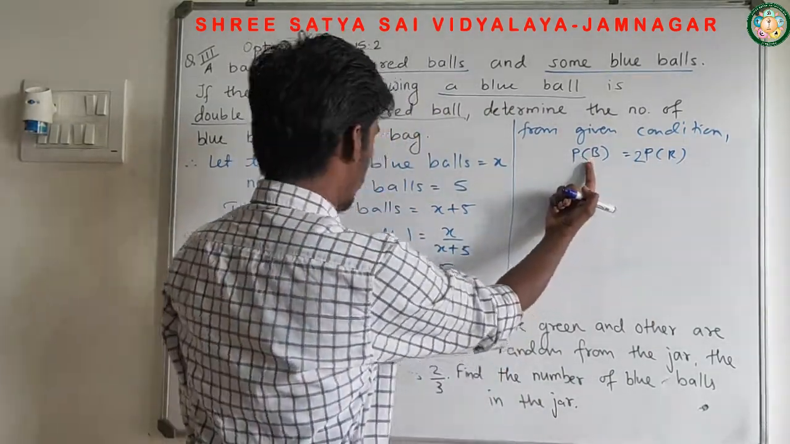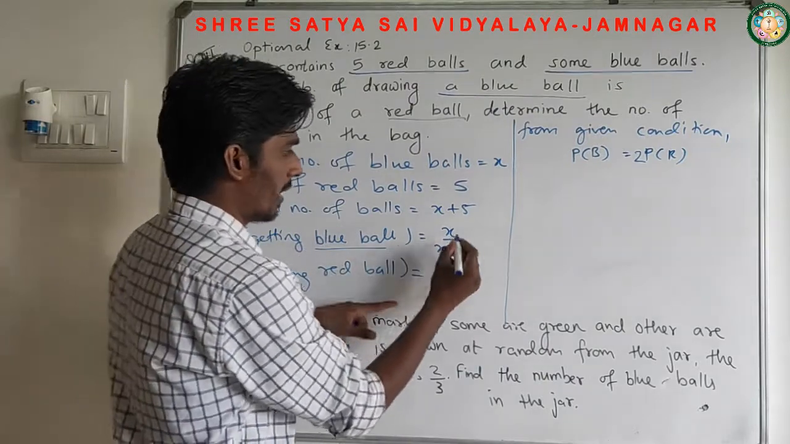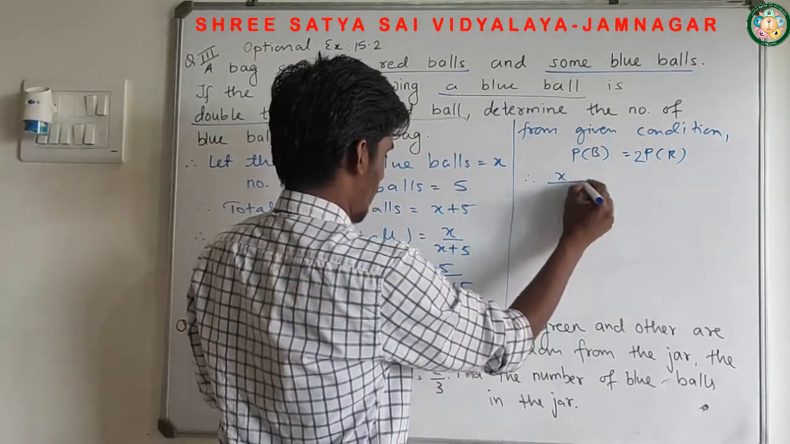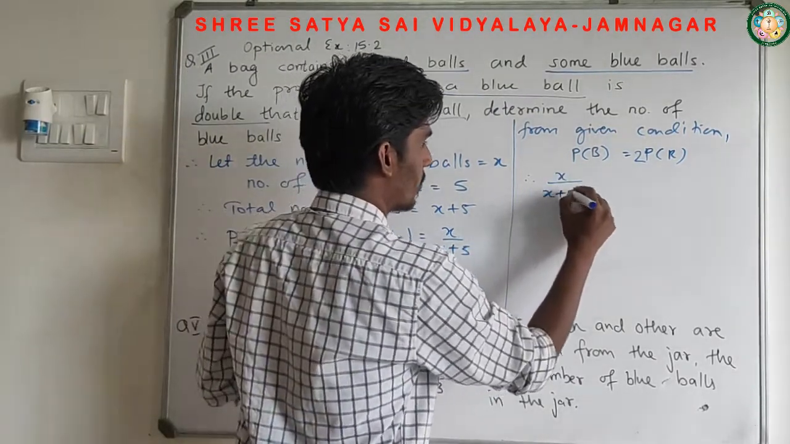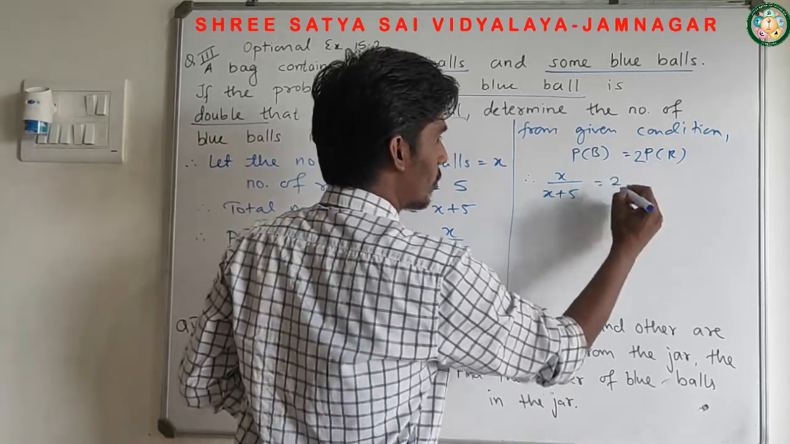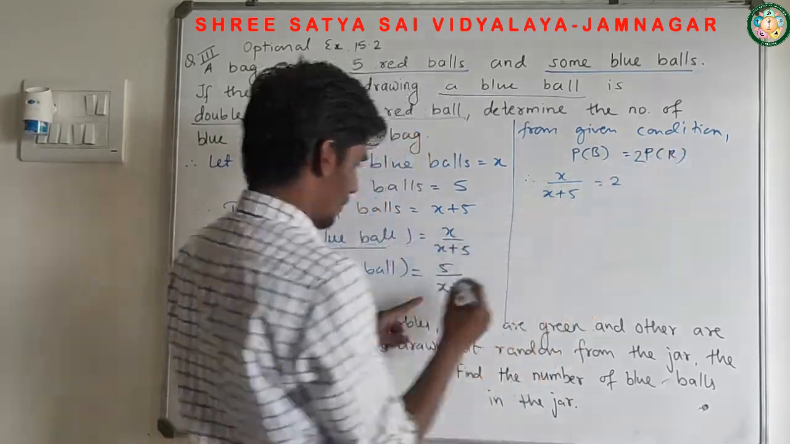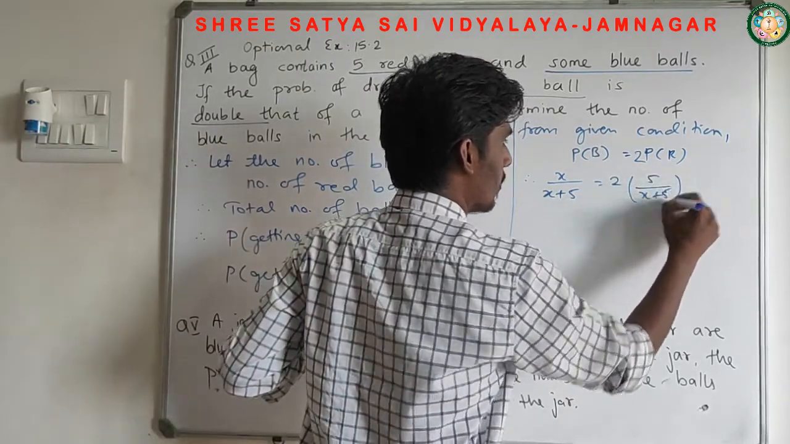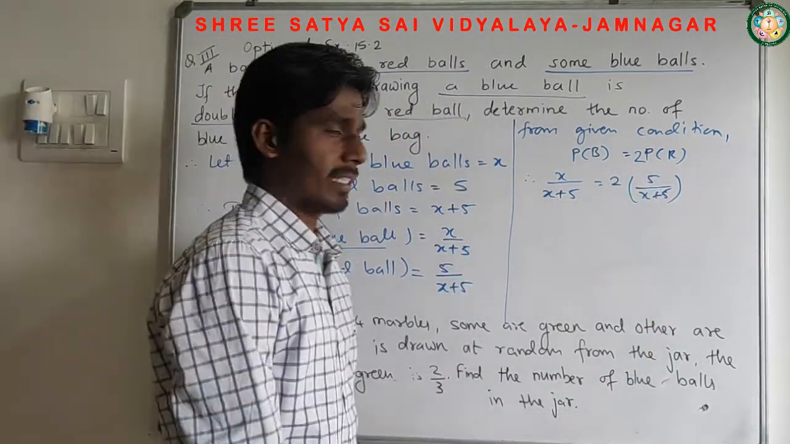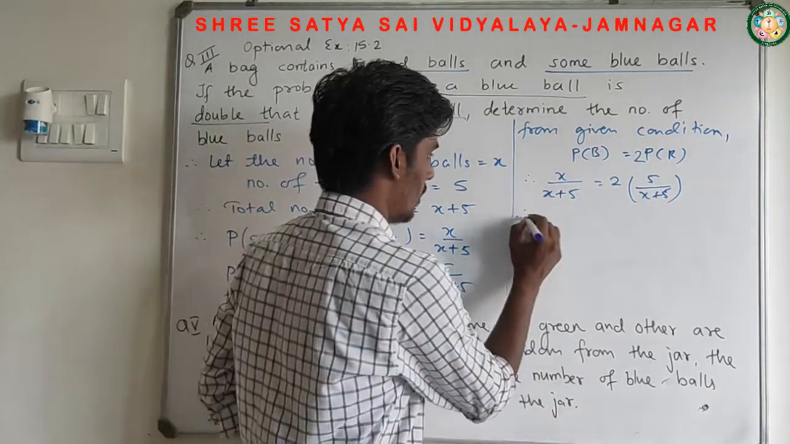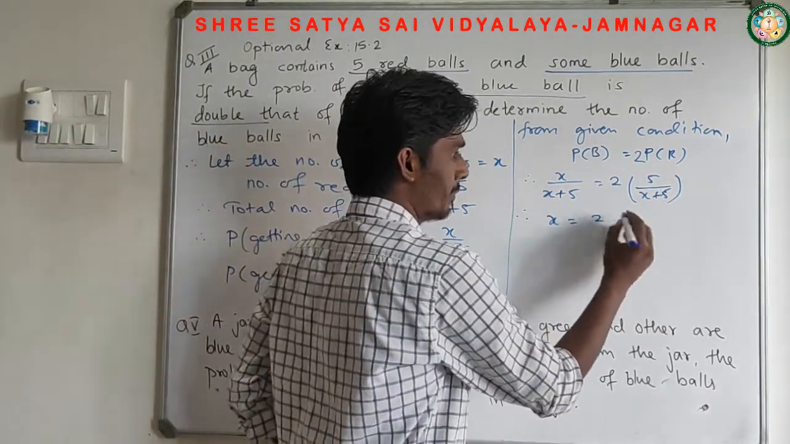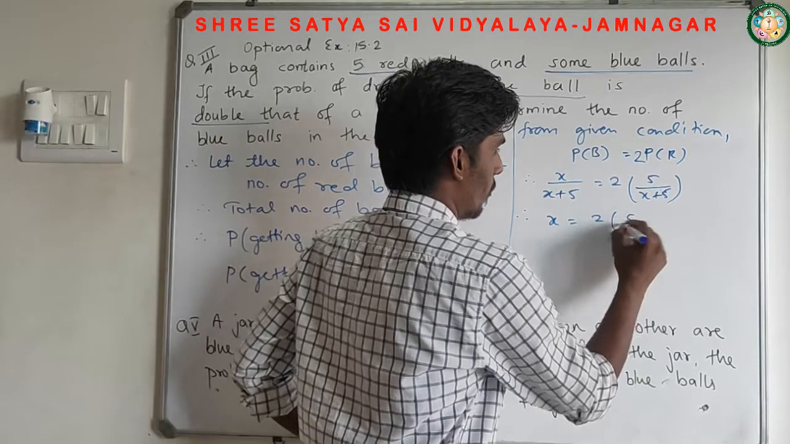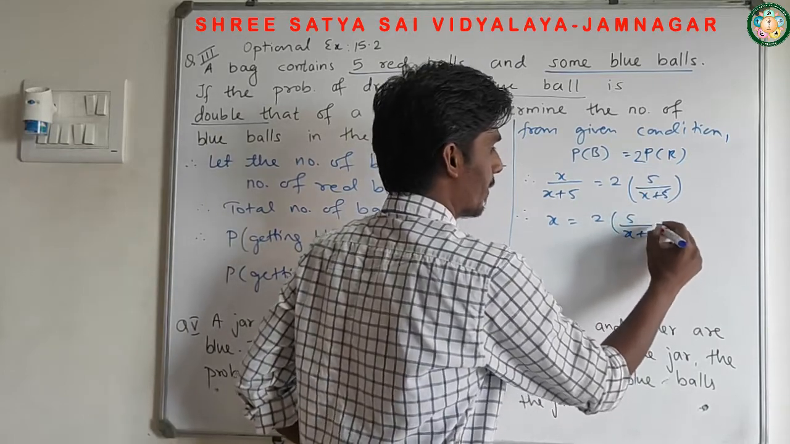So what is the probability of blue balls? Blue ball is how much? X upon X plus 5. What about this 2? What is the probability of red ball? It's 5 upon X plus 5. Is it clear up to this? Now, therefore, X equals 2 into 5 upon X plus 5.